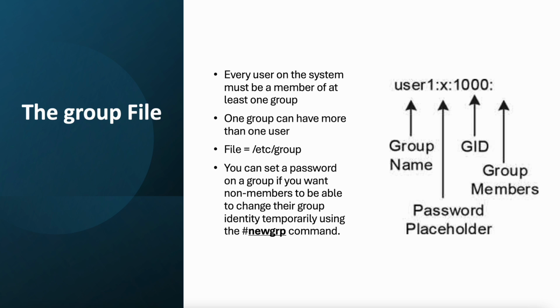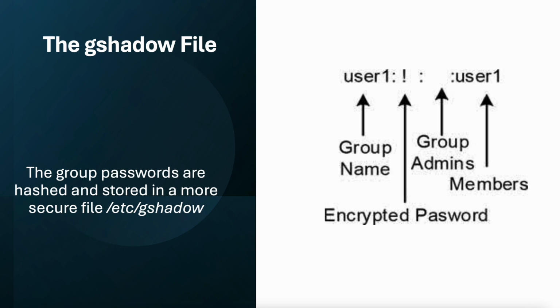The group file has a total of 4 fields. First is for the group name, second the password, third is the GID of the group, which is the group ID, and fourth is for the group members. And the encrypted password of the group is stored in the gshadow file. The file path is /etc/gshadow.